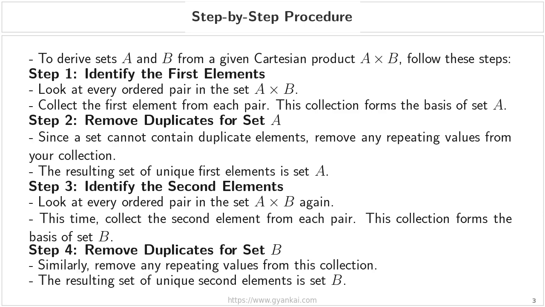Finally, in step 4, we apply the same rule of uniqueness to find the final set. Just as we did with the first set, you must remove any repeating values from your collection of second elements. Once you have stripped away the duplicates, the resulting set of unique second elements is your set B. By following these steps, you'll be able to deconstruct any Cartesian product, a technique we are about to see in action with some concrete examples in the next slide.